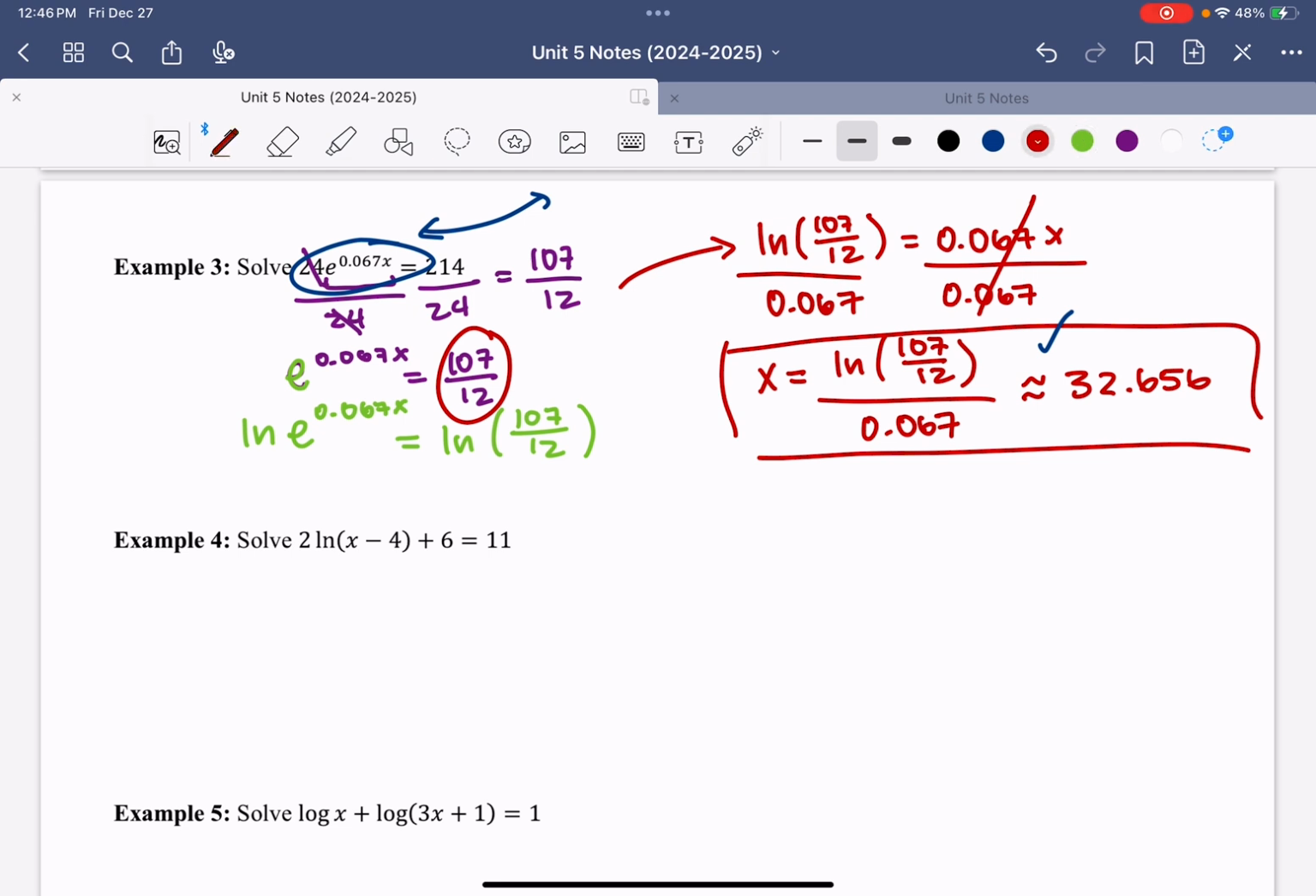From here, now I can use some properties of logs. Here I see that I have the natural log of e to an exponent, and I know I can bring that exponent out in front. So that would be 0.067x times the natural log of e equal to the natural log of 107 over 12. And what do we know about the natural log of e? Well, that's equal to 1. So in this case, this is what we're left with.